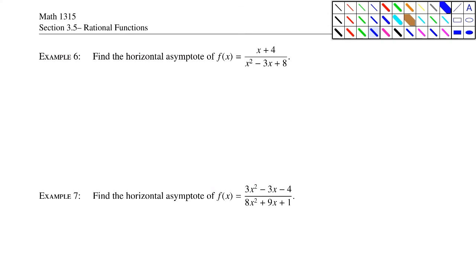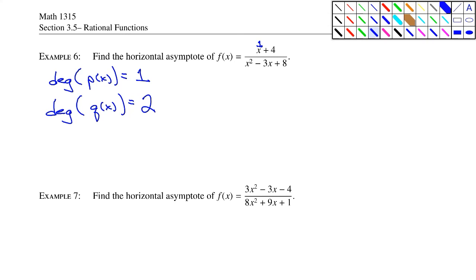Example number 6. Find the horizontal asymptote of f of x is equal to x plus 4 over x squared minus 3x plus 8. So we look at the degrees. The degree of the numerator is 1, because that's the highest power on the x's. The degree of the denominator is 2, because it's quadratic. And when the numerator's degree is smaller than the denominator's degree, then the horizontal asymptote is automatically y equals 0.